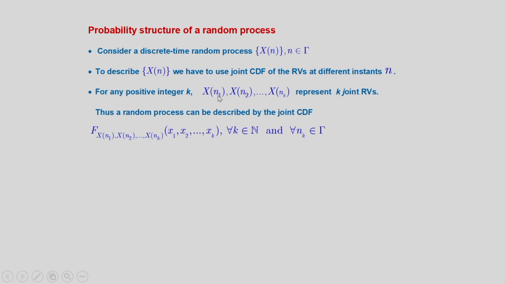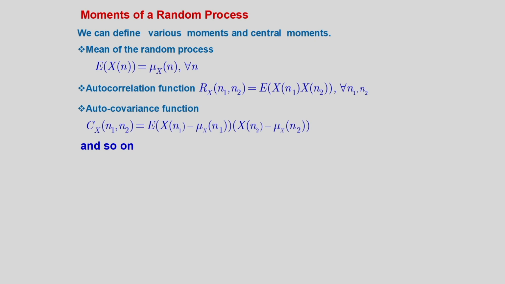Similarly, this n1, n2 etc. we can place anywhere on the time axis. So, for all n_k belonging to tau we have to consider. Therefore, all these considerations make the joint CDF characterization of a random process difficult. So, we have to have some simpler description of a random process.